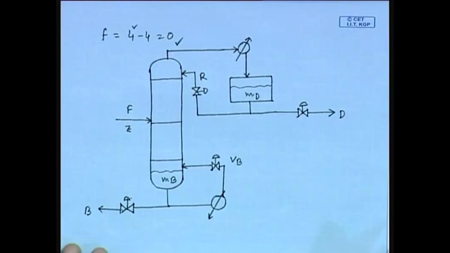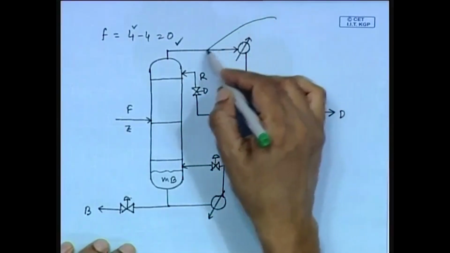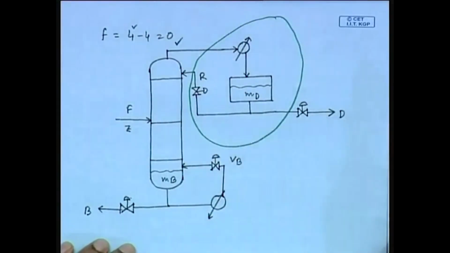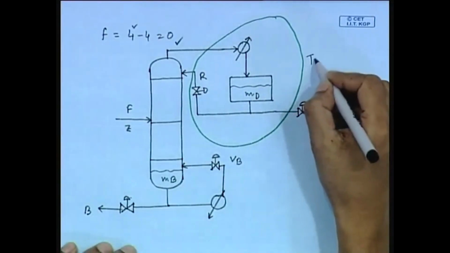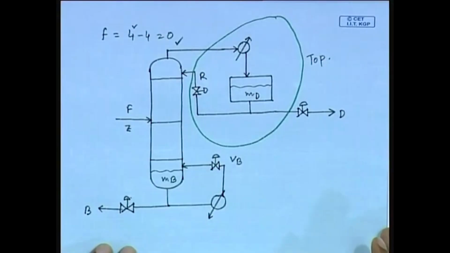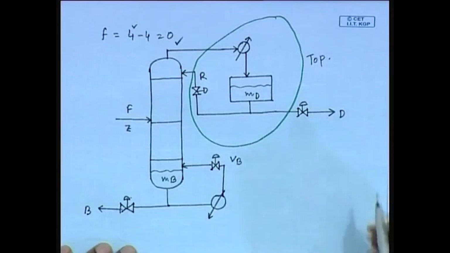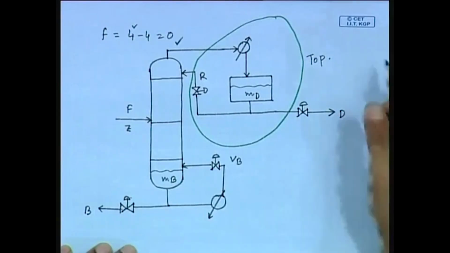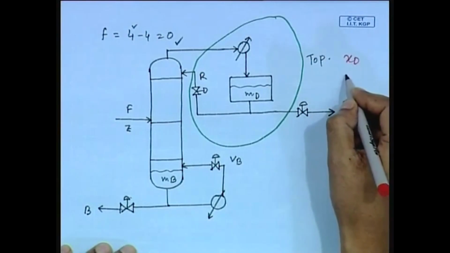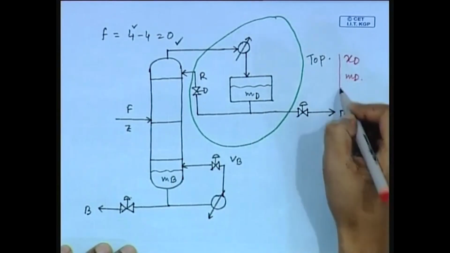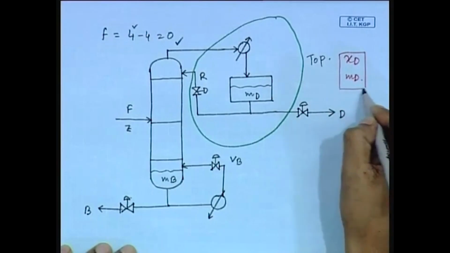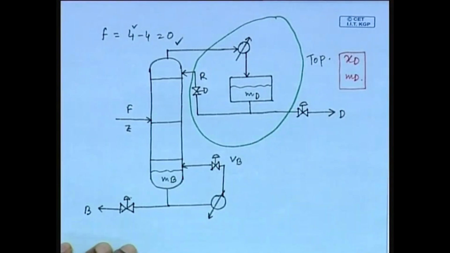Fine. Now, we will consider first the top section, I mean this section. This is the top section. In this top section, you see we have selected two control variables based on our control objective. One control variable is XD, another control variable is MD. These two we have selected based on our control objective. So, how many equations are available for manipulation in the top section?